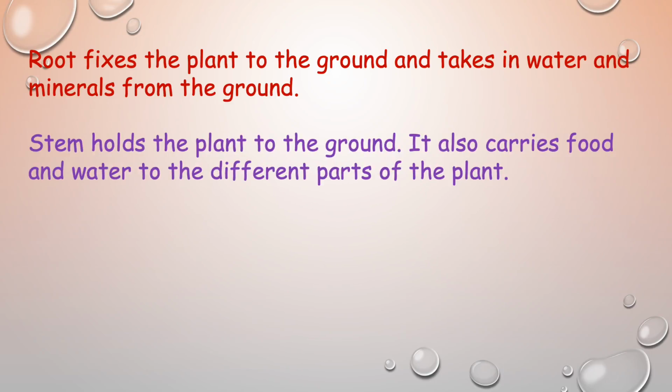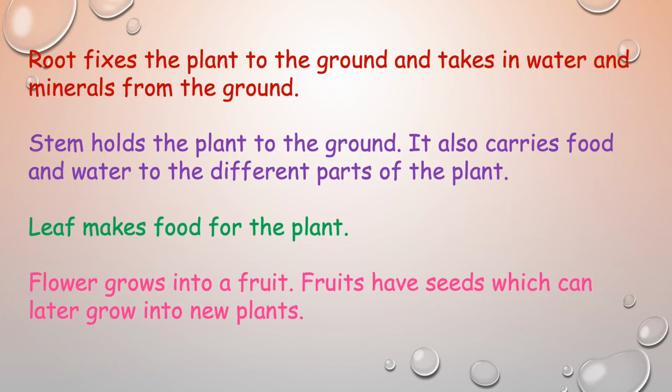The stem holds the plant to the ground. It also carries food and water to the different parts of the plant. Leaf makes food for the plant. It is also called the kitchen of the plant. A flower grows into a fruit. Fruits have seeds which can later grow into new plants.